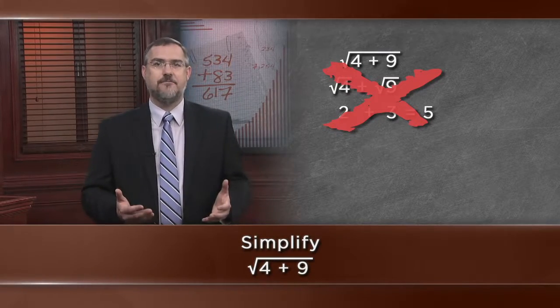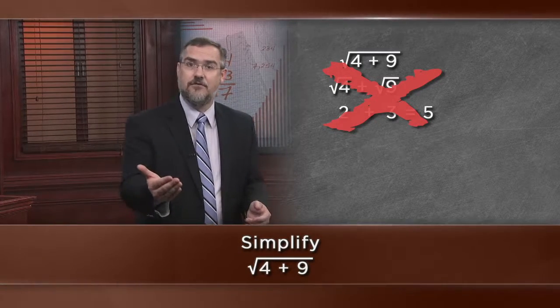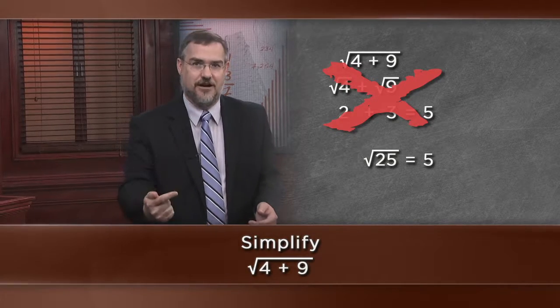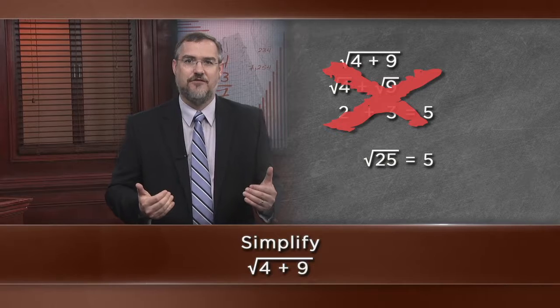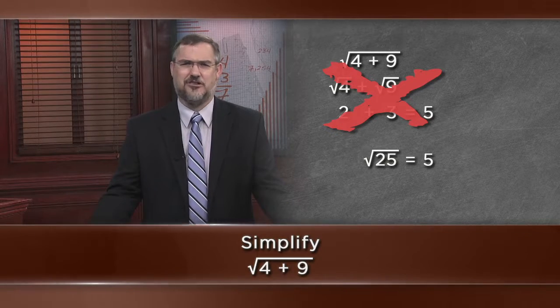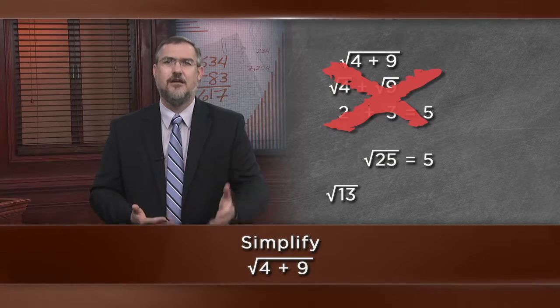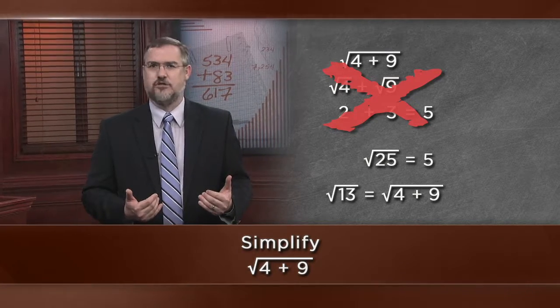Now, how do I know that? Well, if the answer is 5, then I must have been looking at the square root of 25, because square root of 25 equals 5. I'm not looking at the square root of 25. I'm looking at the square root of 13, because 4 plus 9 equals 13.